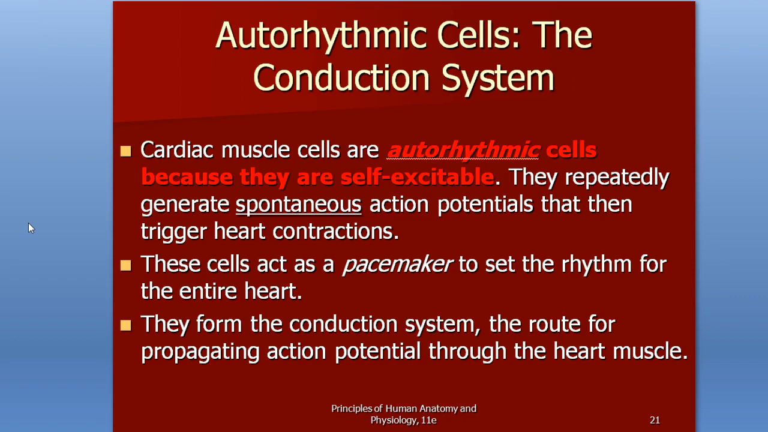So it says these cells that do this are a pacemaker, and they set a rhythm for the entire heart. And this pacemaker kicks off what's called the conduction system, which is the route of action potentials traveling through the heart in a coordinated way to allow the heart to beat properly and pump the blood through the heart properly, in the way that we described in Handout 20A. All right, so these autorhythmic cells form this conduction system.